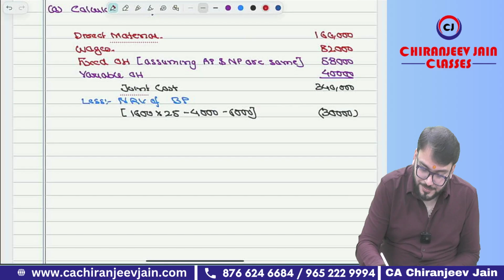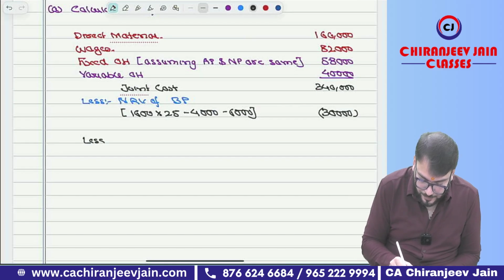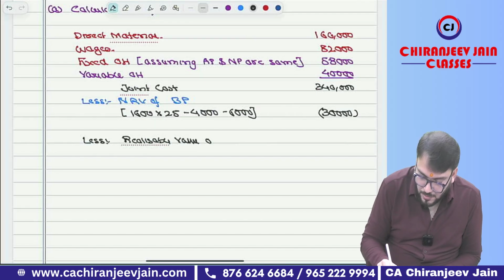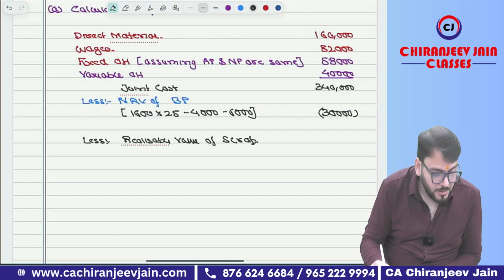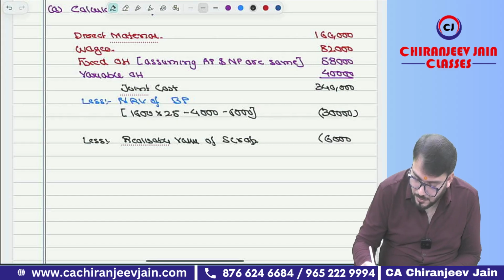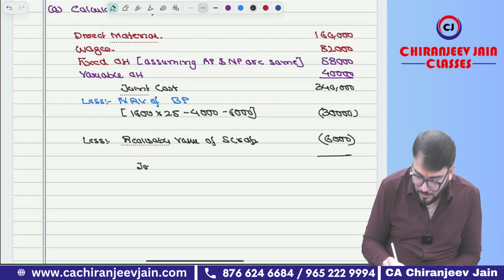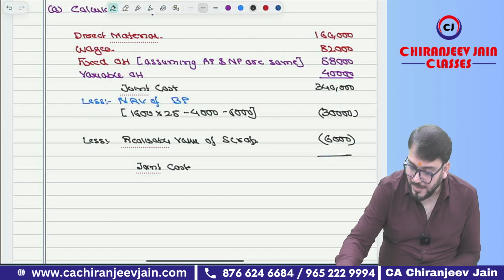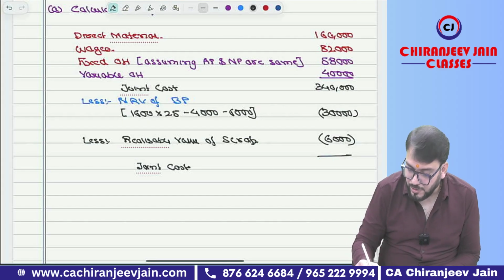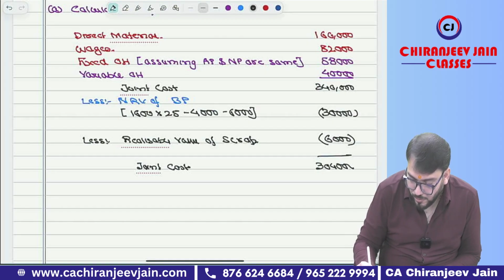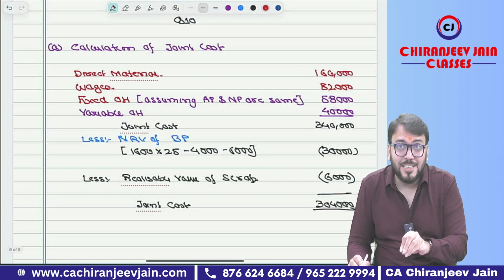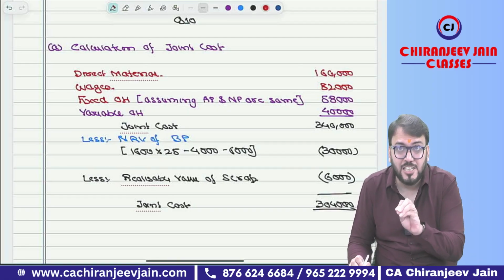Similarly, we'll also deduct the realizable value of scrap. That is how much? 6,000. So what is the joint cost now? 3,40,000 minus 30,000 minus 6,000 is equal to 3,04,000. So 3,04,000 is the joint cost. Now we need to allocate this joint cost to MP1 and MP2 in the ratio of their sales value.